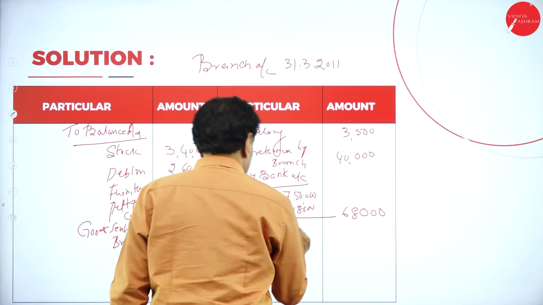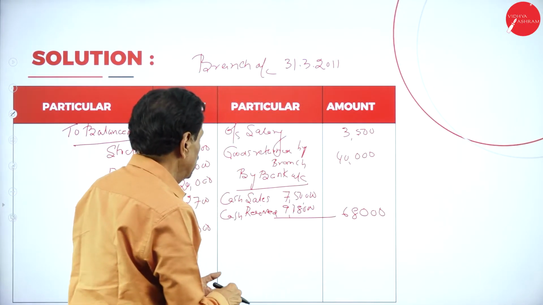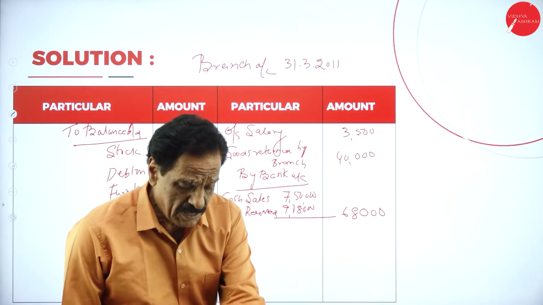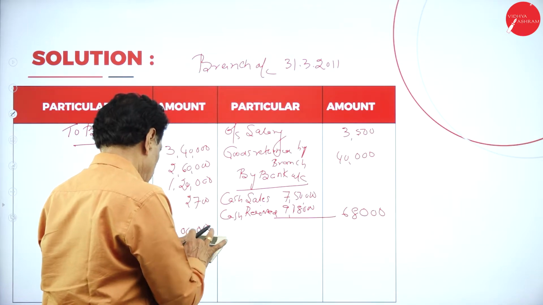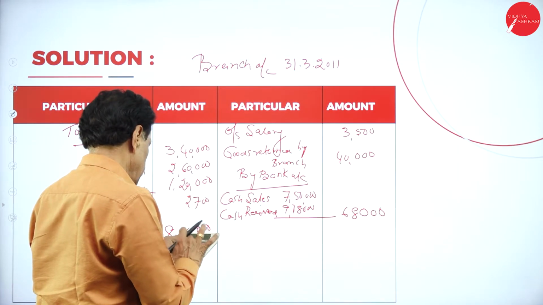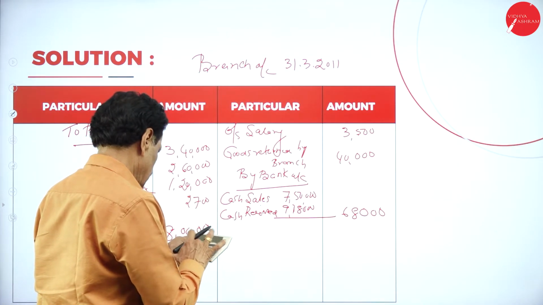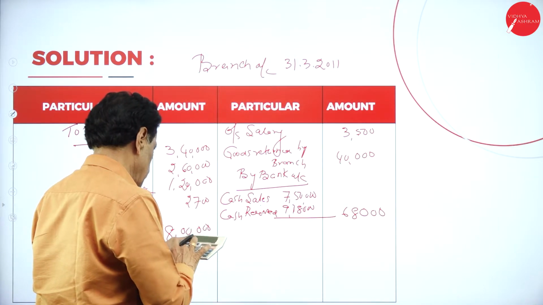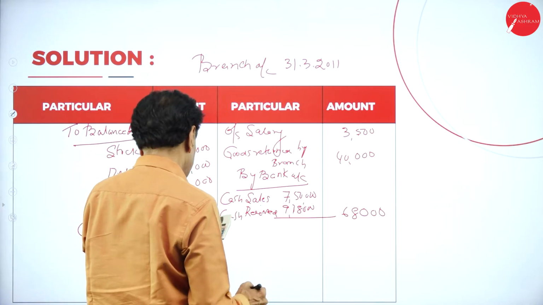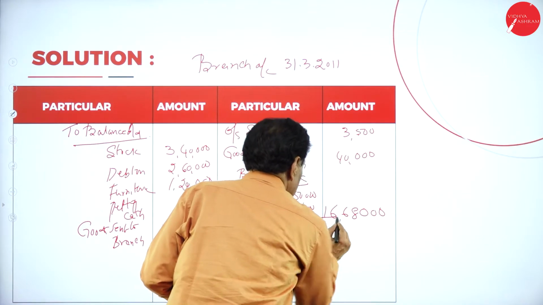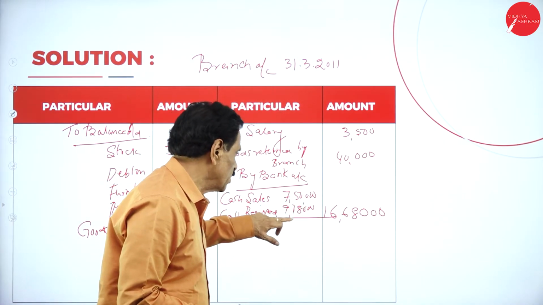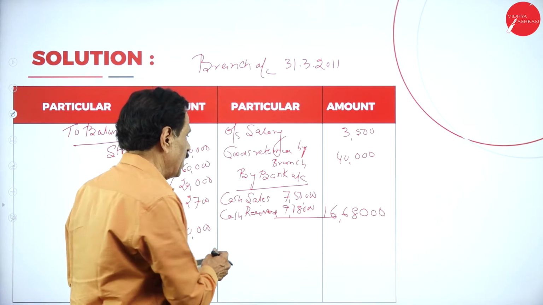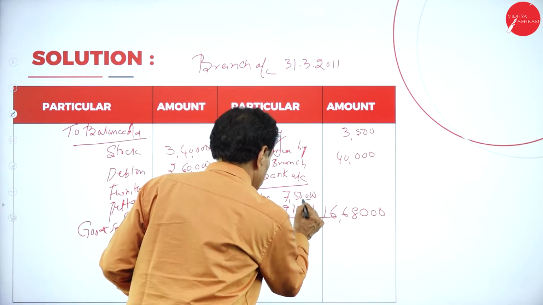3,08,616. 9,18,000. 30. This is 7,50,000. 7,50,000 plus 9,18,000 gives 16,68,000. This is 0. So 9,18,000, 7,40. Here no 30.